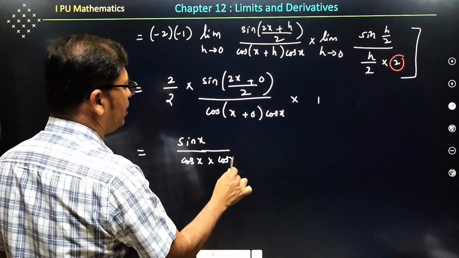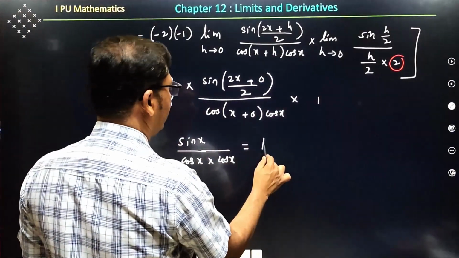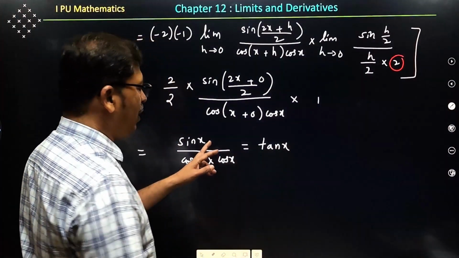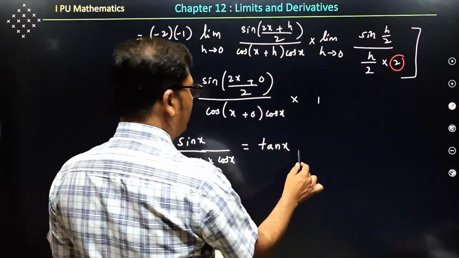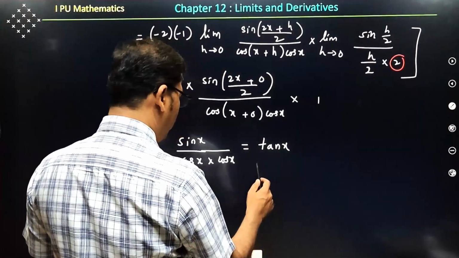So what we can write? Sin x by cos x is tan x, and 1 upon cos x, that is nothing but sec x here. Tan x into sec x. Have you followed or no?